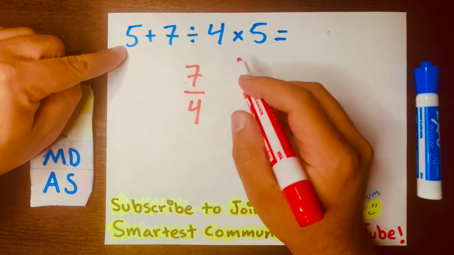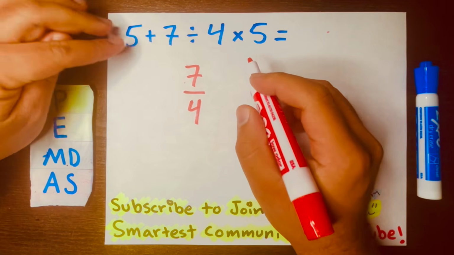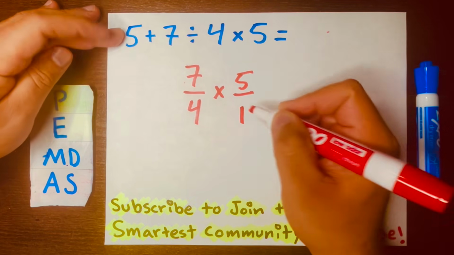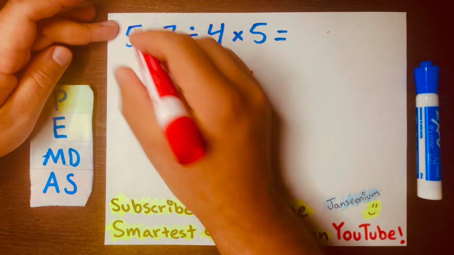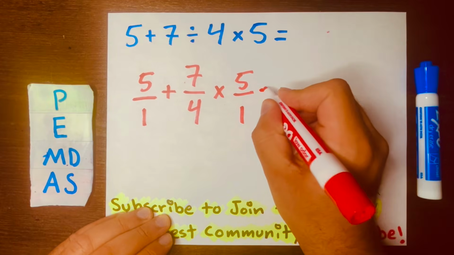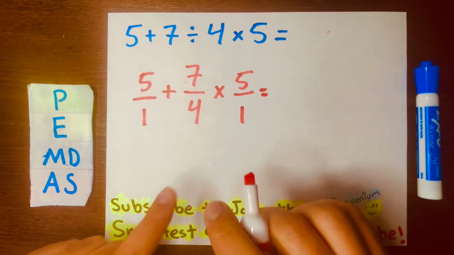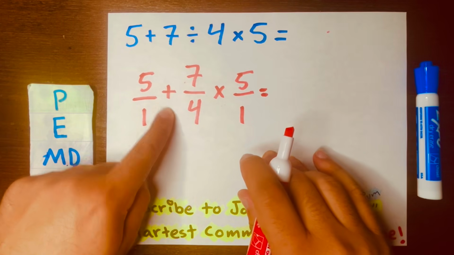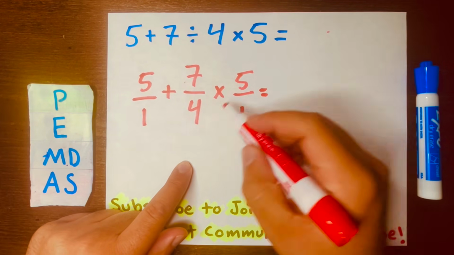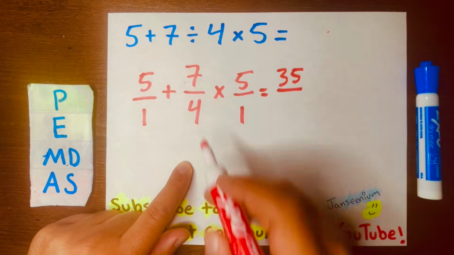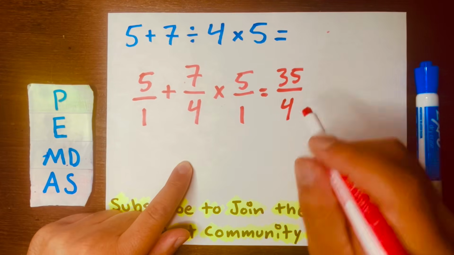Next, I'll turn this 5 and this other 5 into a fraction. So times 5 over 1. Drop the plus sign, drop the 5, but in fraction form, 5 over 1. And now we're looking at this. I start with multiplication because it has higher priority than addition. So you multiply across. 7 times 5 is 35 over 4 times 1 is 4.